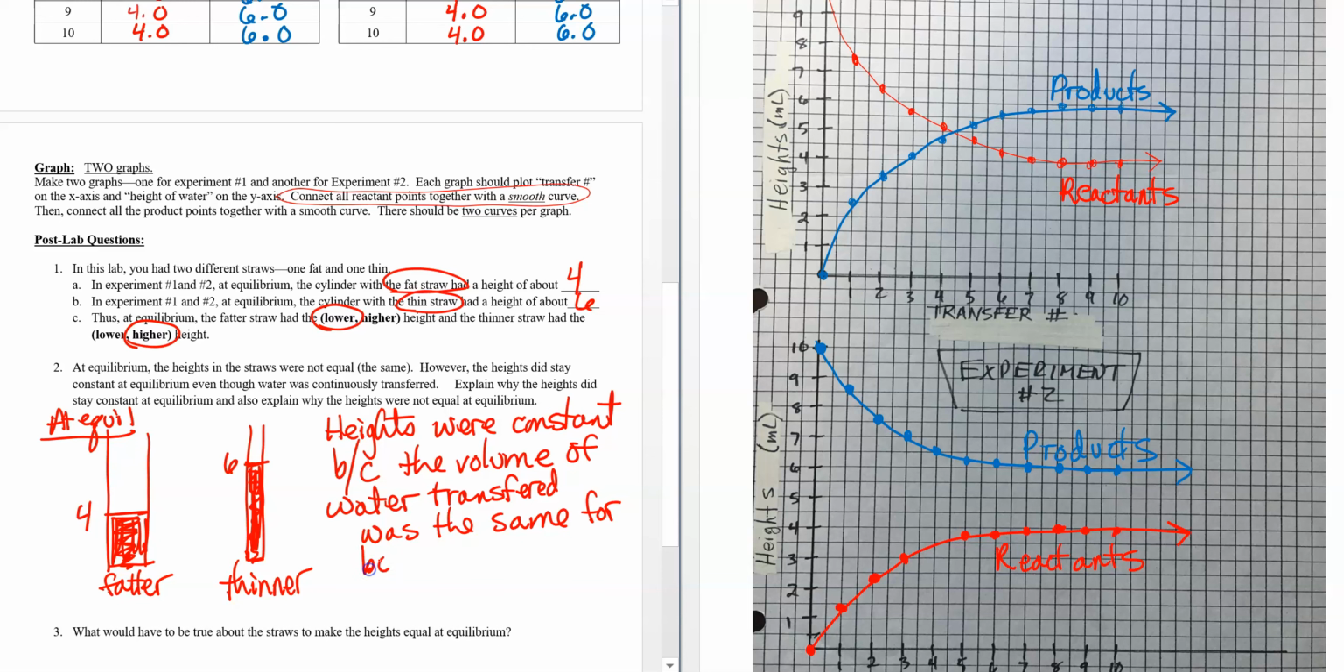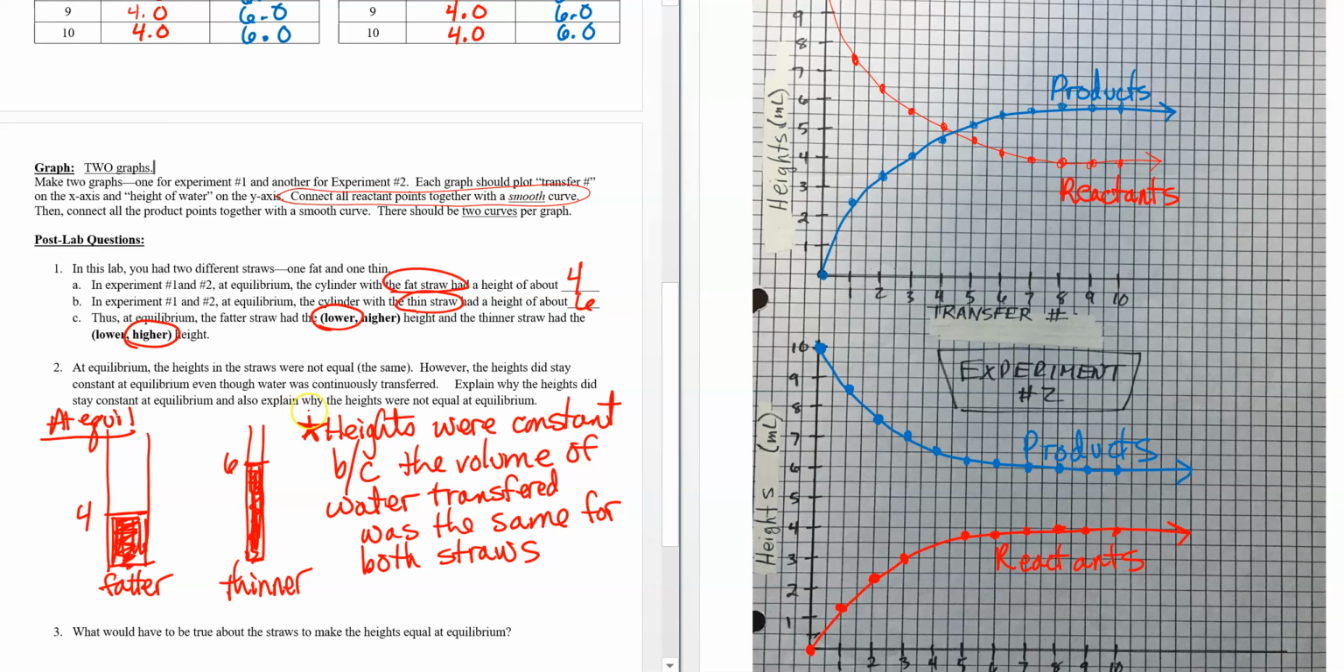For both straws. So that's why the heights are staying constant. It's the only way that could be constant, if you're actually transferring the same amount of water every time. So even though you're transferring, you're still keeping the same heights.